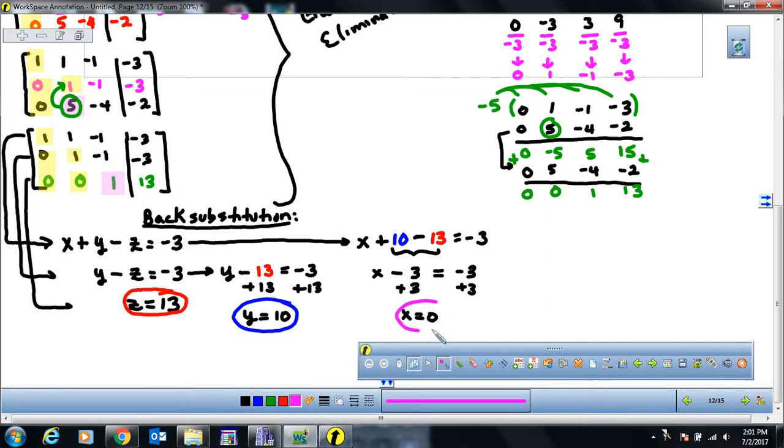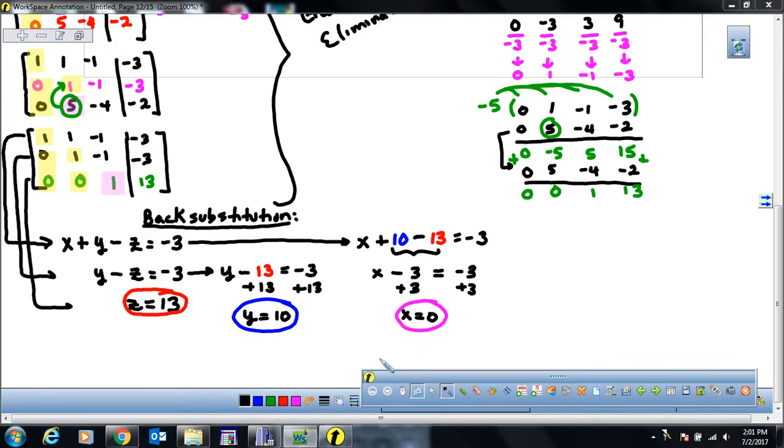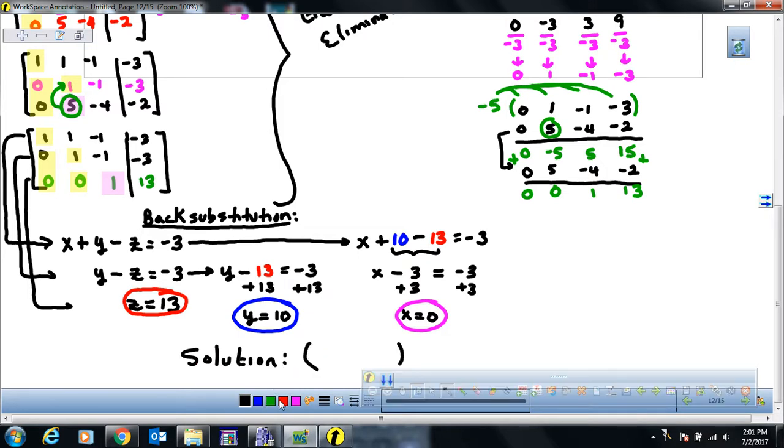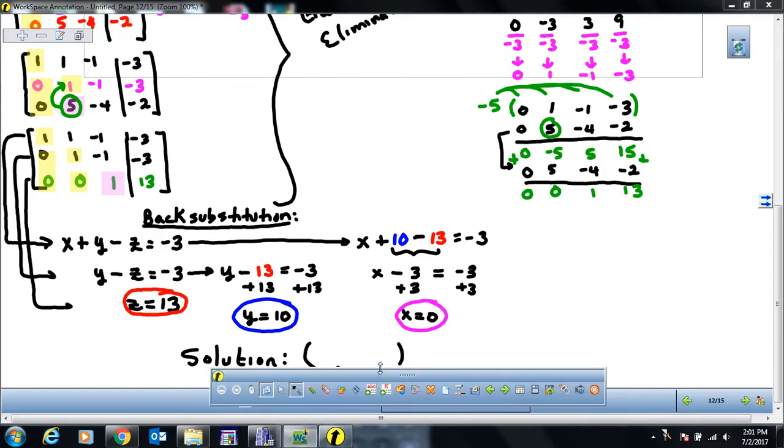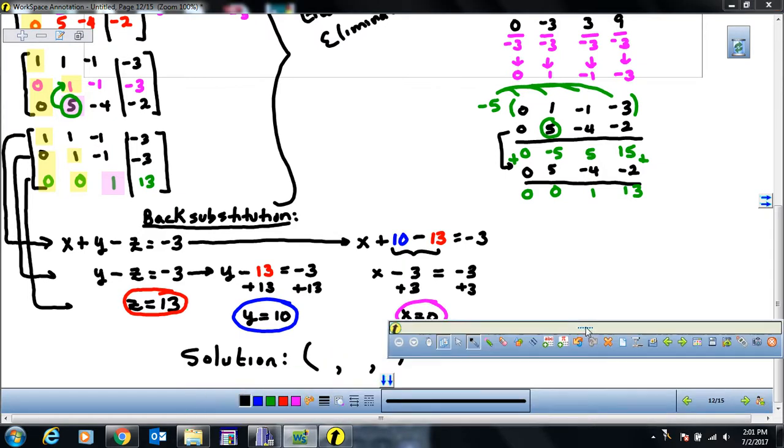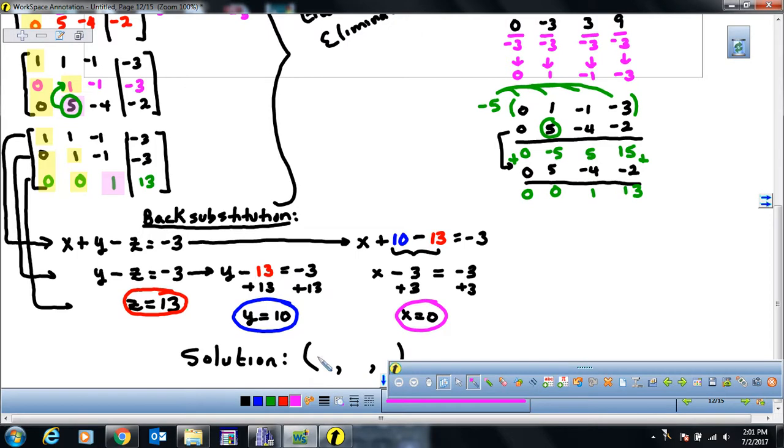And likewise, like that, we're going to find the solution to the system. So as you can see, the solution for this system of three equations is going to be the triple x, which is 0, comma, y, which is 10, comma, z, which is 13. So that is the triple of intersection of these three linear equations.